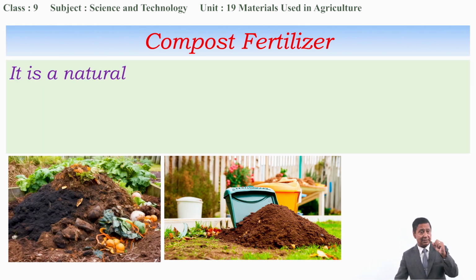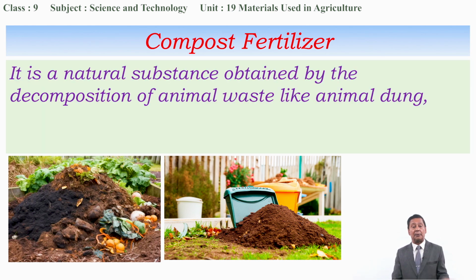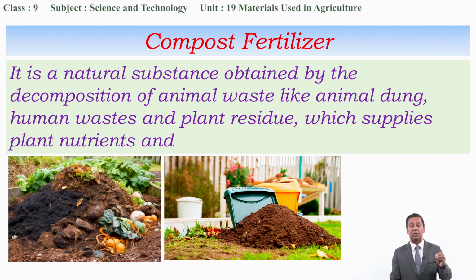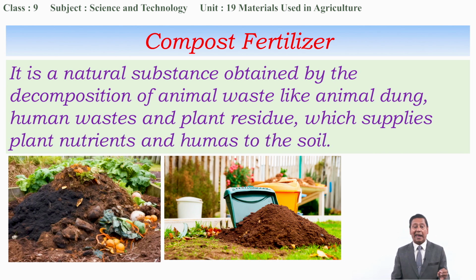And we can say like this. This is a natural substance obtained by the decomposition of animal waste like animal dung, human waste and plant residue, which supplies plant nutrients and humus to the soil. This is an important point, humus. Humus is a dark substance which comes in this compost fertilizer because of the decomposition of organic matter. It is rich in hydrogen, oxygen, nitrogen, etc.